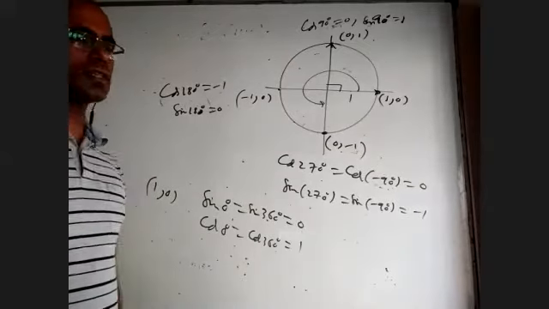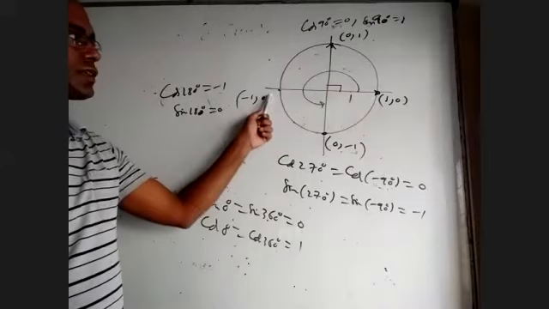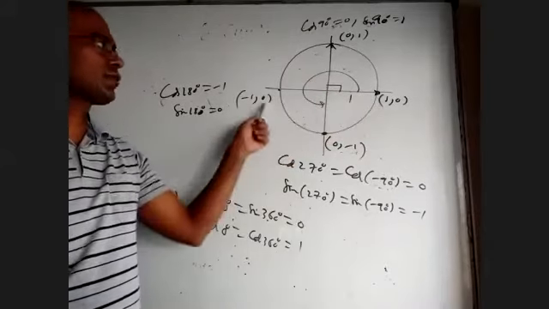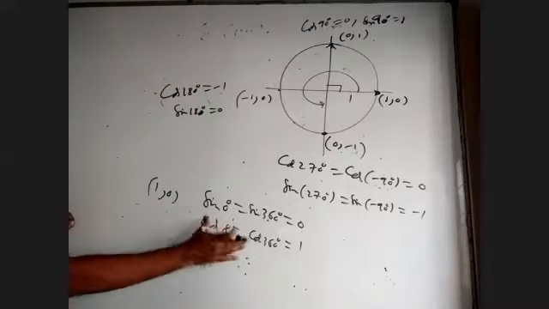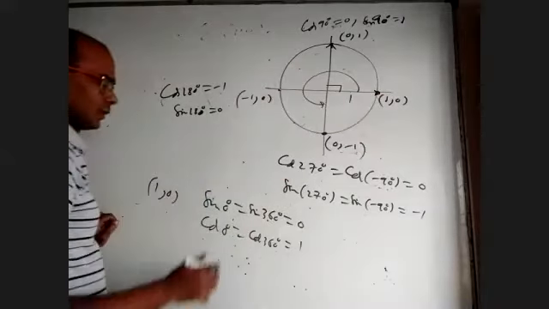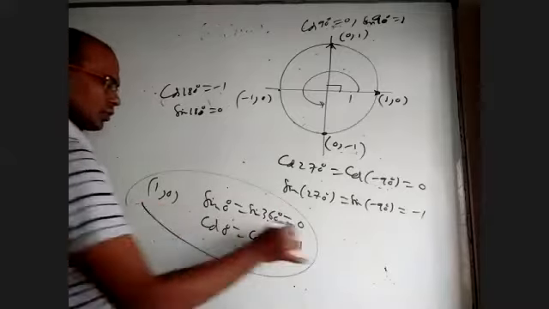So by looking at this point, if you look at all of them together, sine of any multiple of 180 degrees is 0. Sine 0 is 0, sine 180 is 0, sine 360 is 0, sine 540 is 0. So you can draw this circle and write all these things. If possible, you can write this one here.